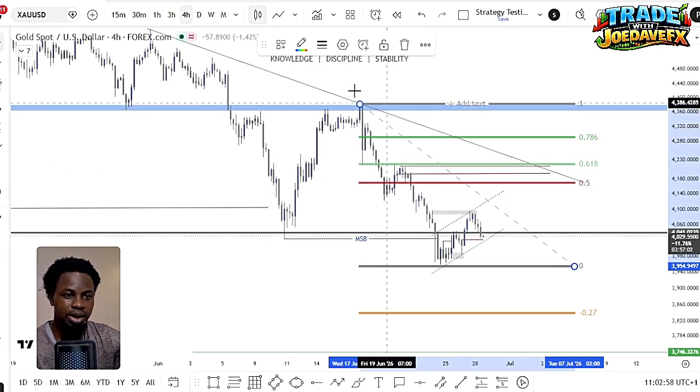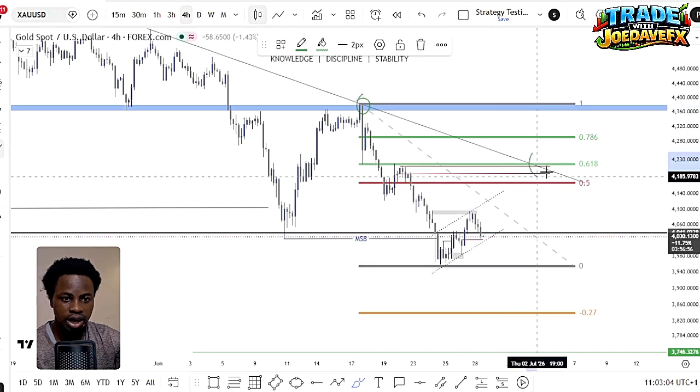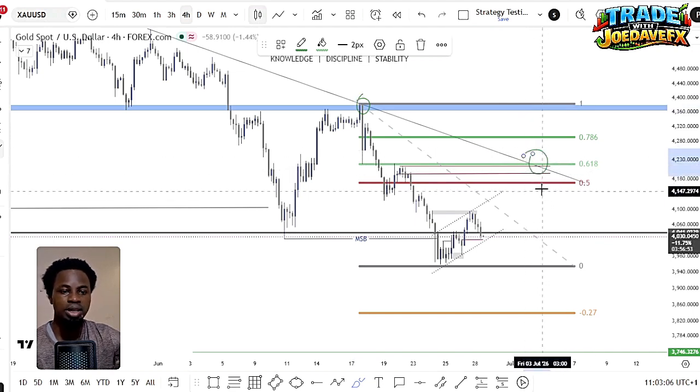So it's a similar thing that happened here, same thing we had at this very point here. Price wants to repeat the same thing here, and if you have that, I can tell you for a fact this market is going to dump massively.